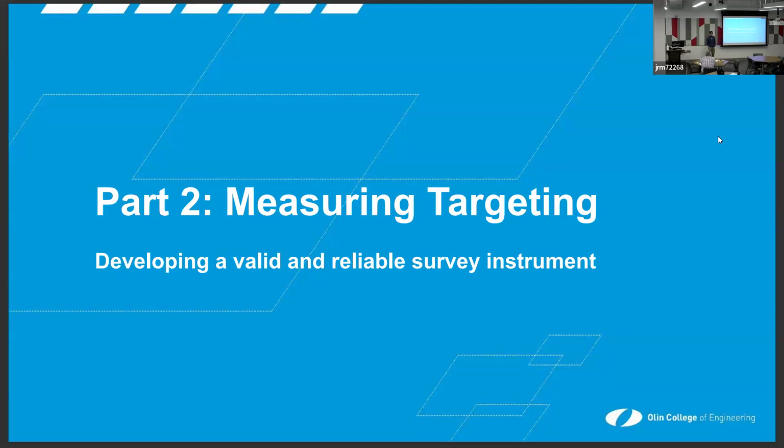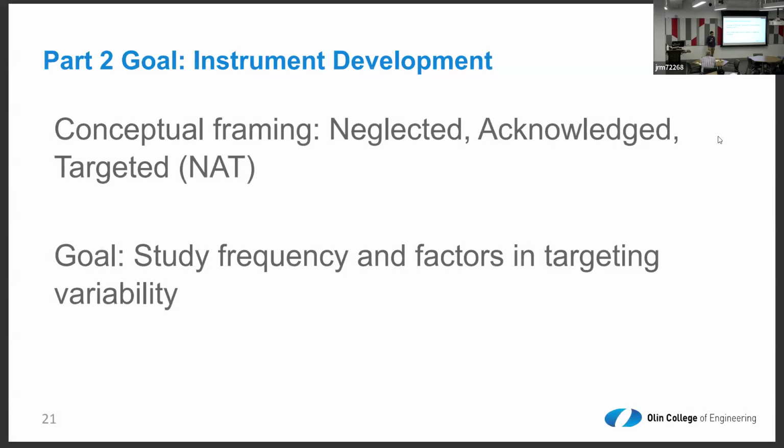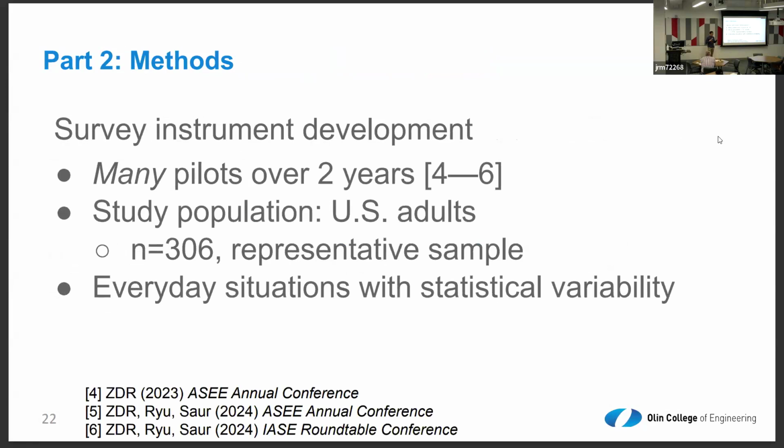So part two is about taking this conceptual framing, this neglected, acknowledged, or targeted framework, and actually developing some way to measure this behavior at scale. Our goal was to start to look at things like frequency and factors that affect these kinds of behaviors. And for that, we really need an instrument. So this was all about survey development.